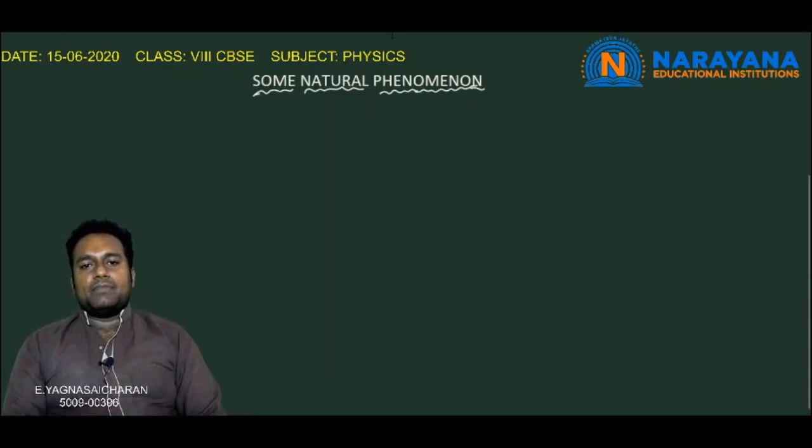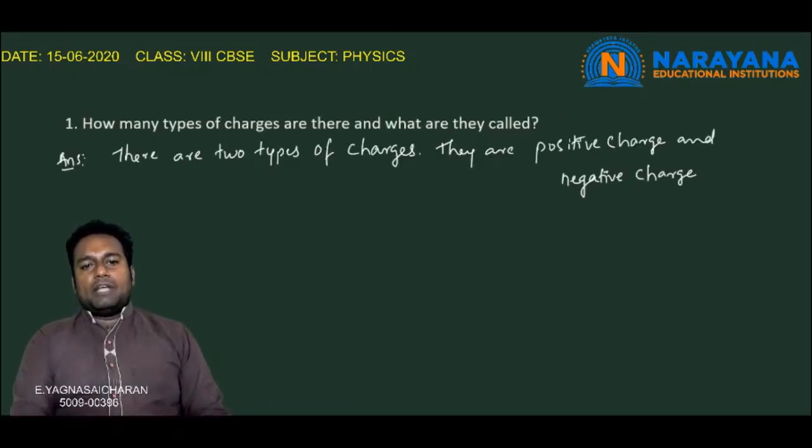Today we discuss the assignment solutions of some natural phenomenon. 15th June assignment, Class 8 CBSE. How many types of charges are there? What are they? There are two types of charges. There are positive charge and negative charge.